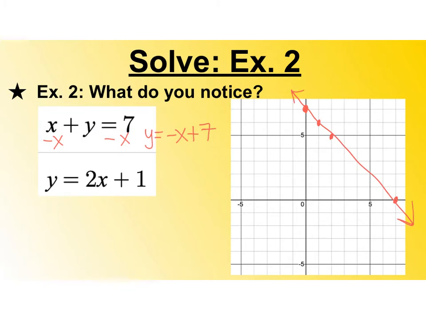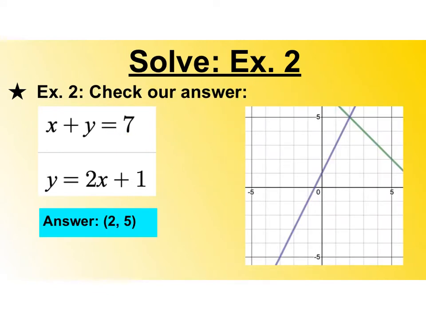And the second equation is already in slope-intercept form, so I'm going to go up to 1, which is my y-intercept, and I'm going to move up 2 over 1 for my blue line. And my point of intersection looks like that, (2, 5). Here it is graphed in Desmos.